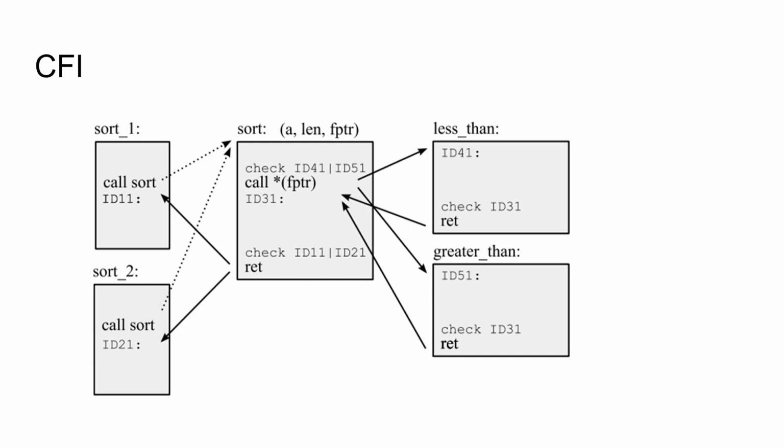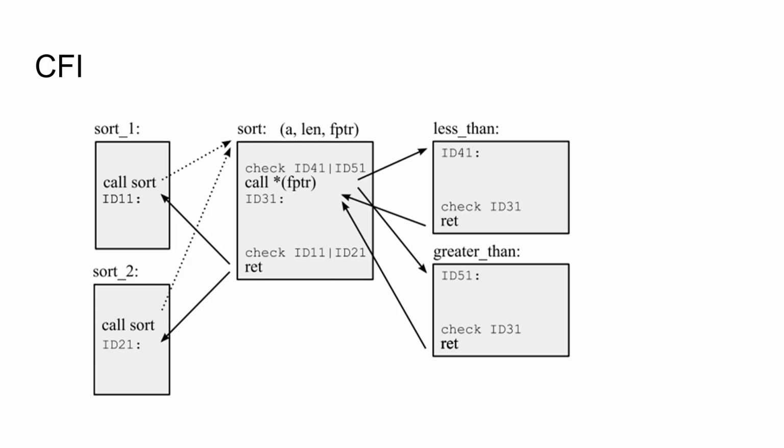Okay, so what about the indirect call? If we have a call with a function pointer, we do the same thing. Just before the call, we check whether the function that we're trying to target has the appropriate label. So either label ID41 or ID51, corresponding to less than or greater than. We cannot target any other instruction in the program.